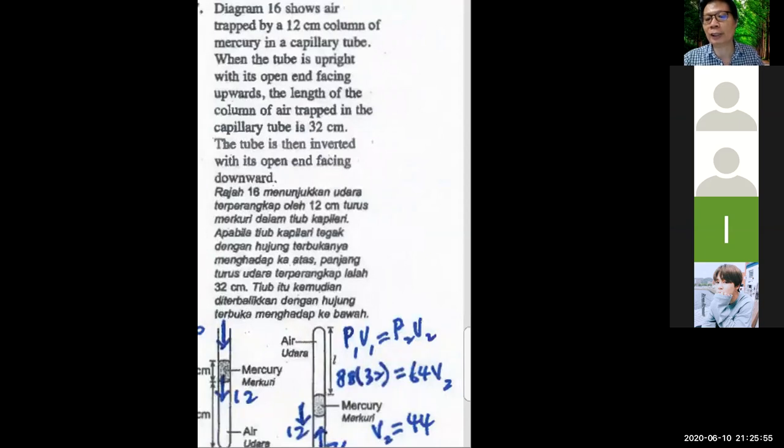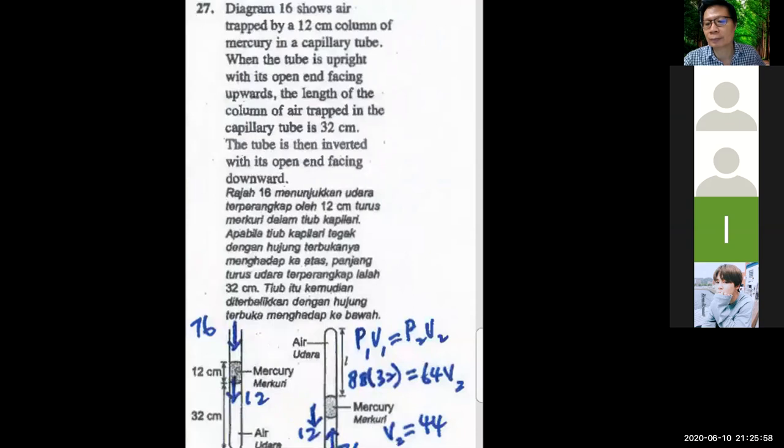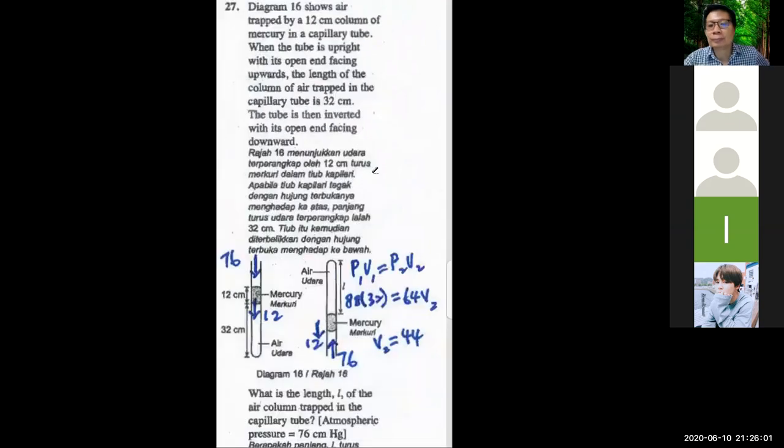Long question, read the question first. The diagram shows air trapped by a 12 cm column of mercury. See here, there is mercury 12 cm, and air trapped inside, 32 cm. When the tube is upright, meaning the open end facing upward like this, the length of the air column is 32 cm. In this condition, the atmospheric pressure is 76 cm, given in the question.